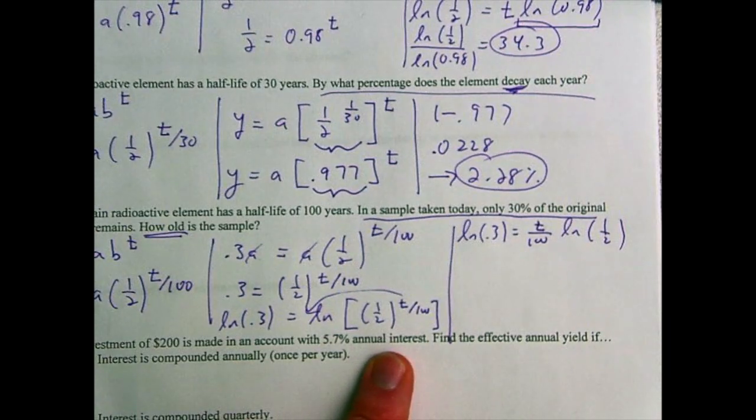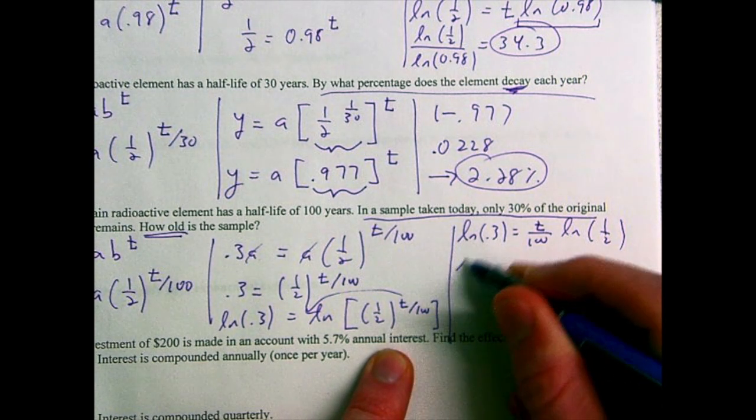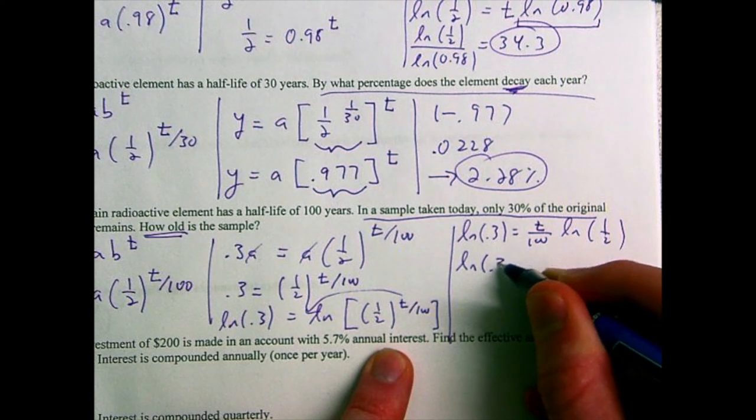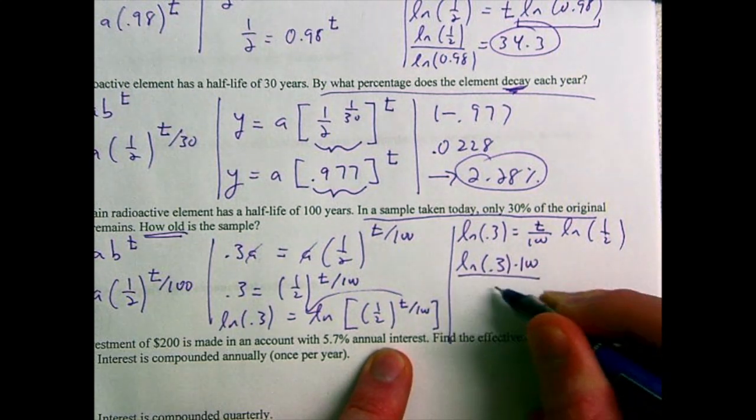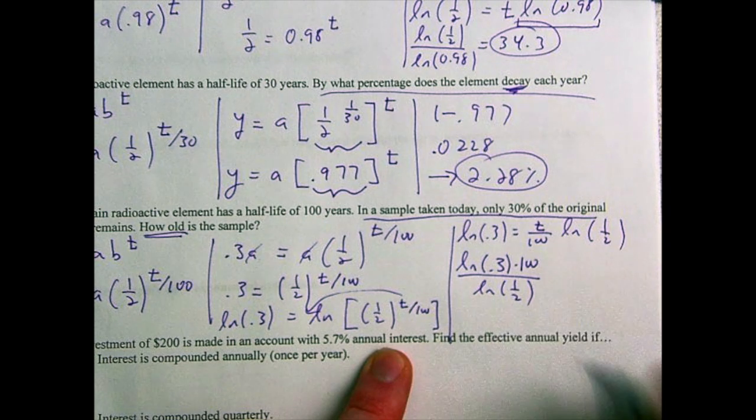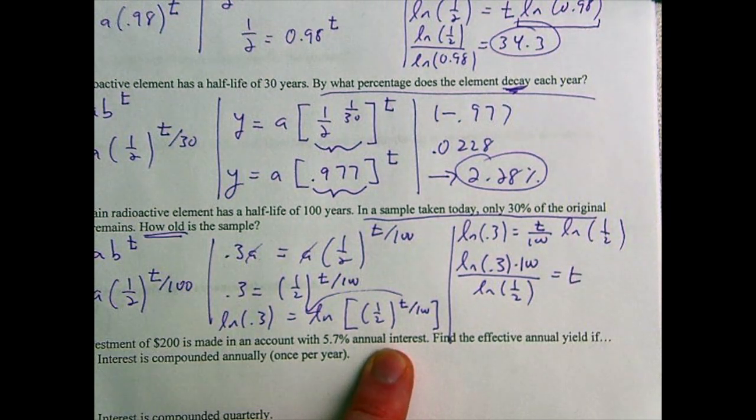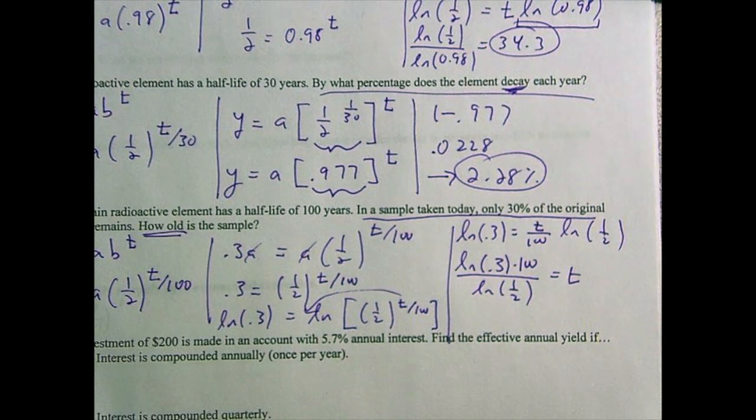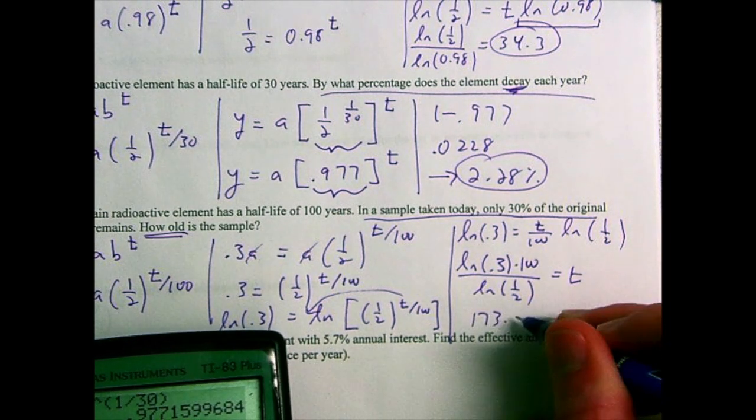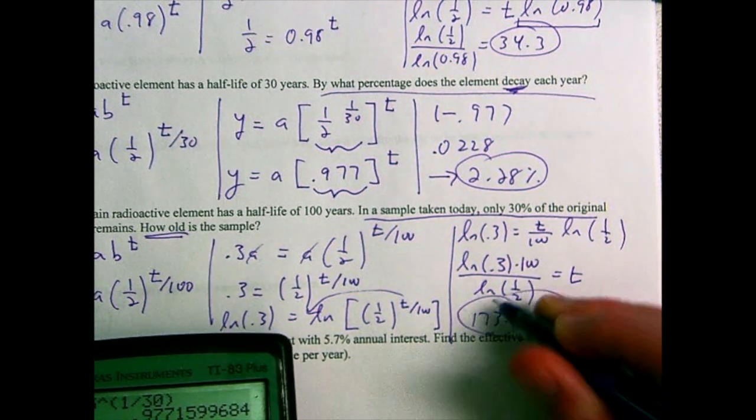And now you can get the t by itself. So I guess we would have t is equal to natural log of 0.3 times 100 over natural log of 1/2, which obviously we need our calculator to evaluate. So what is that? Natural log of 0.3 times 100 divided by natural log of 0.5 gives you 173.69. So that's how old the sample is. Okay, moving on, number 4.